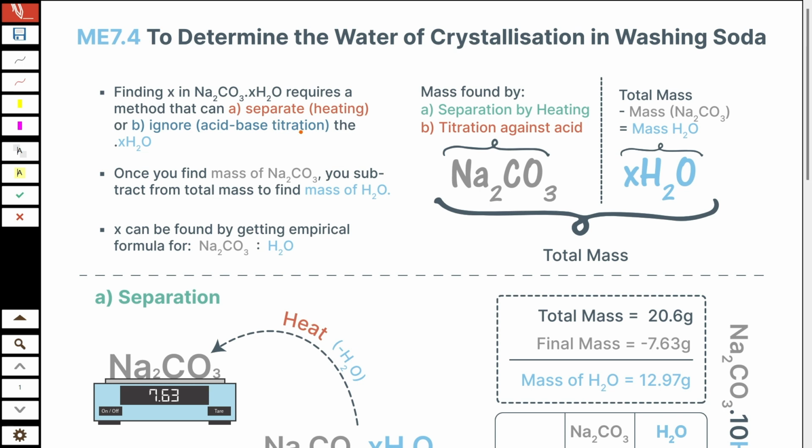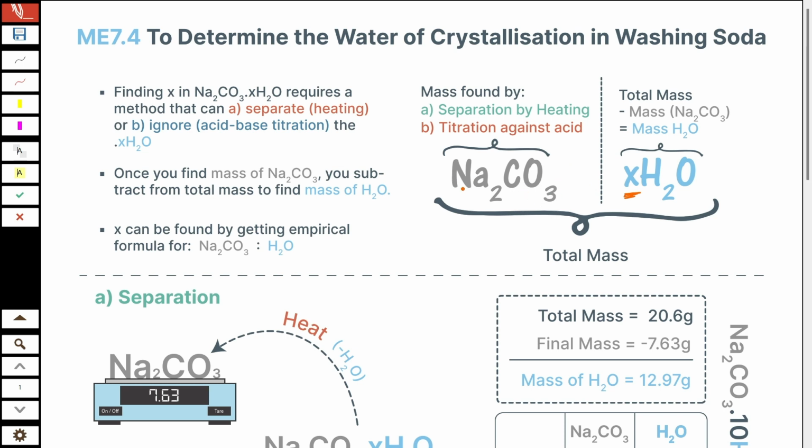Okay? So what are we doing then? Well, in this experiment, we're really trying to determine how much water of crystallization there is in the substance, okay? And by doing that, we're essentially trying to find out the value of X, because X tells us the ratio of water to sodium carbonate, okay? The bigger this value, the more water there is associated or included in the compound per mole of sodium carbonate.